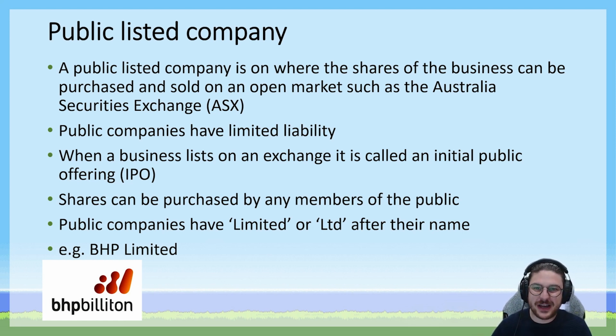And one way to identify a public listed company, if your teacher hasn't told you that they're listed on the ASX or that they've gone through an IPO or a share market float, is to look for just the word limited, or just the shorthand for limited, LTD, after their name. And one example of an Australian public listed company is BHP Limited.